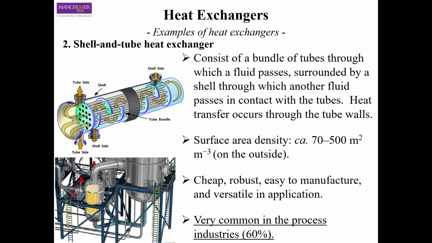And these are one of the most common types of heat exchangers. As it says here, in a typical process industry, around 60% of heat exchangers are shell and tube heat exchangers, because they have an optimal surface to volume ratio, not very large, but good enough to use. The advantage of these heat exchangers is that they are very cheap, they are robust, they can be easily manufactured, and they are very versatile in a range of applications. So you can use shell and tube heat exchangers almost everywhere.